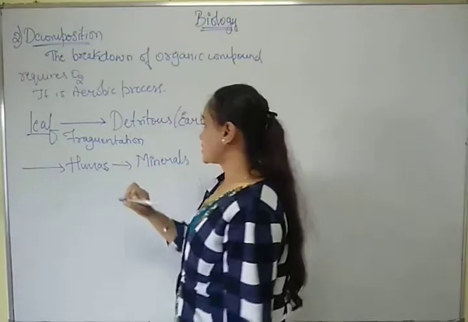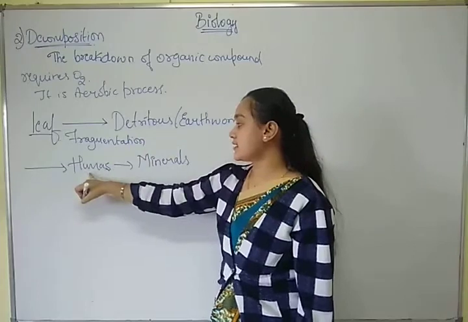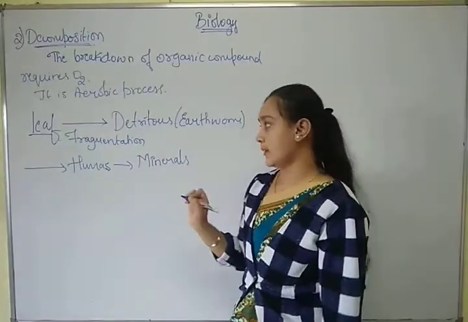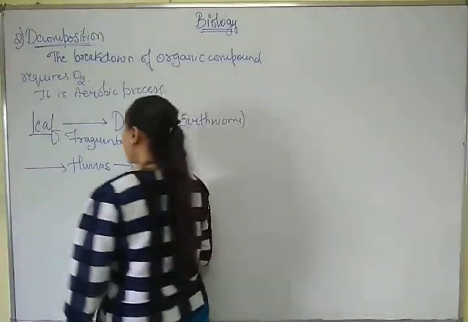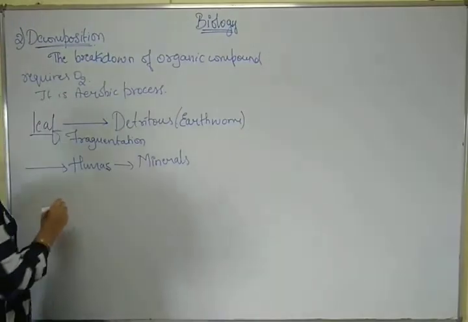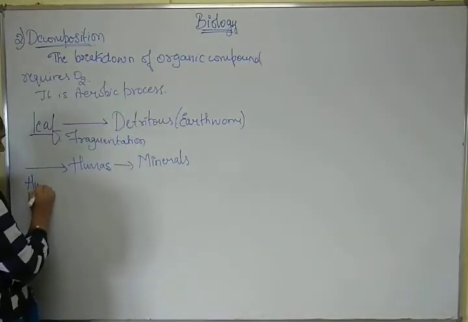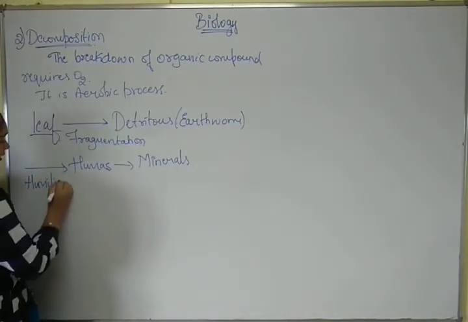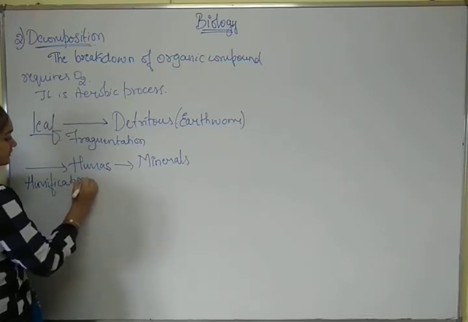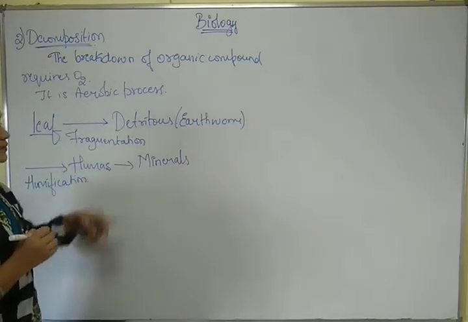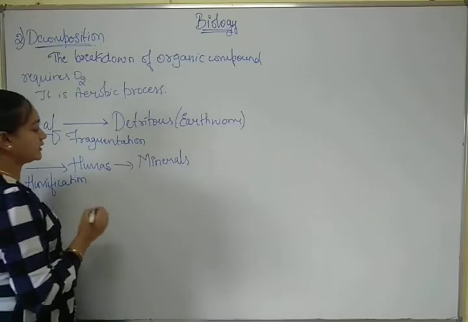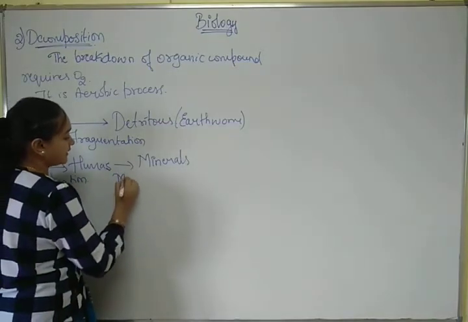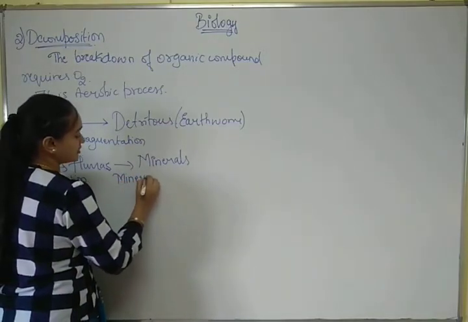The process where the detritus gets converted into the humus is called humification. Next, the humus which gets converted into the minerals is called mineralization.